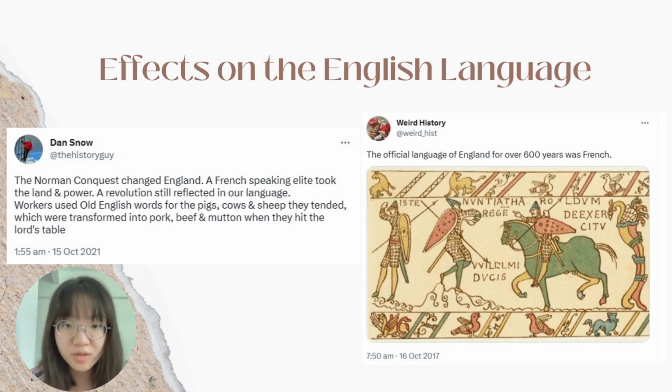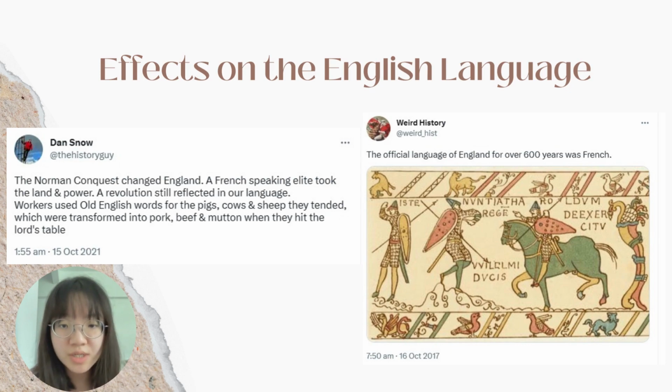So, after the Battle of Hastings, William effectively conquered England. He then introduced the French language to the English court, which has had an enormous effect on the English language. Another post by Dan Snow here explains how the Norman conquest changed English. A French-speaking elite took the land and power, a revolution still reflected in our language.